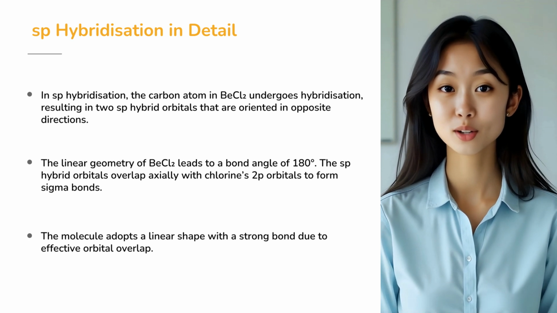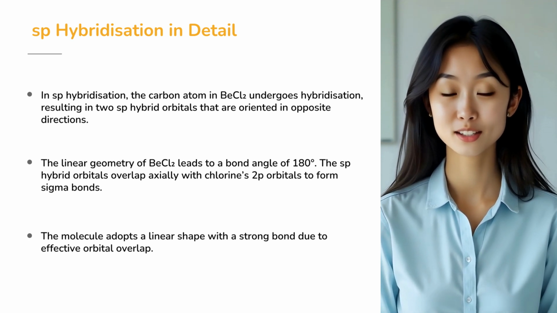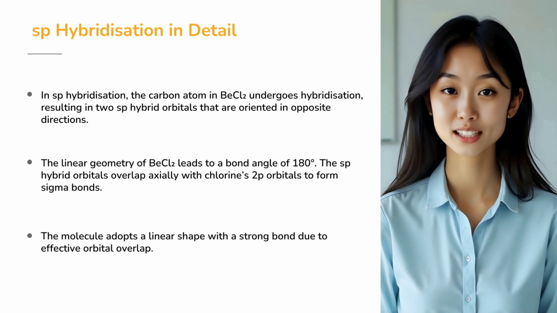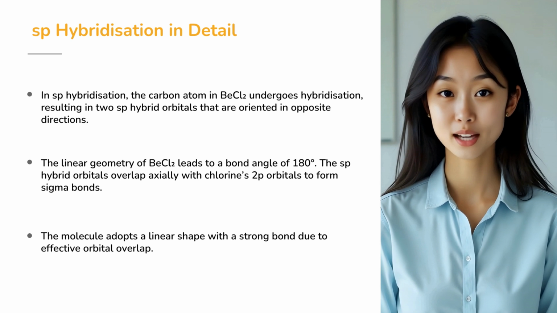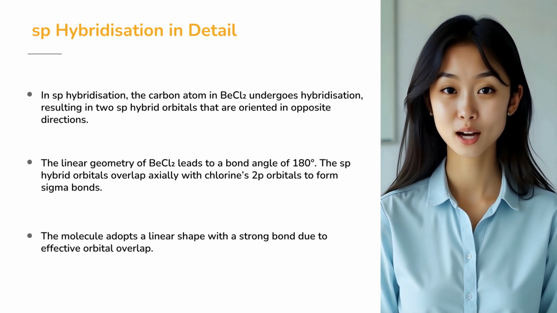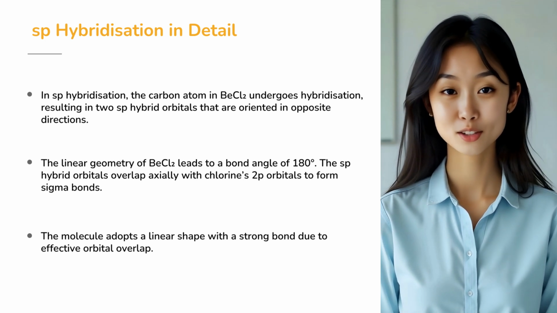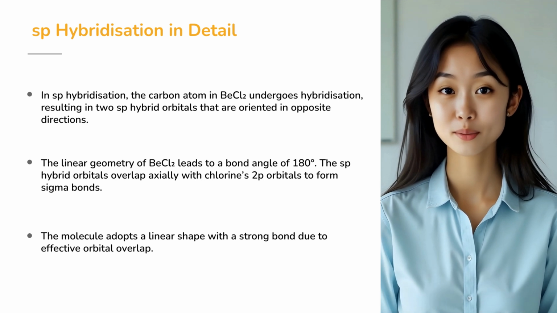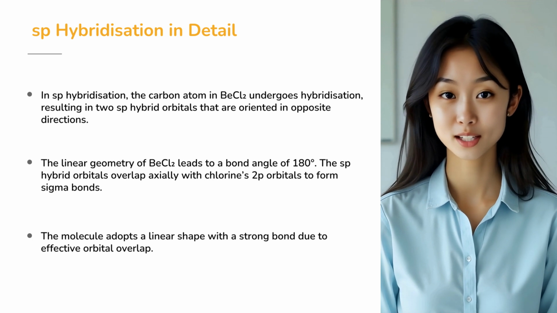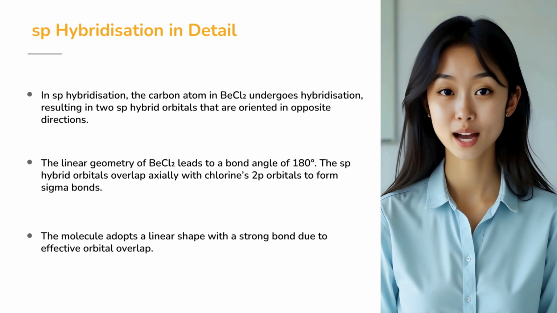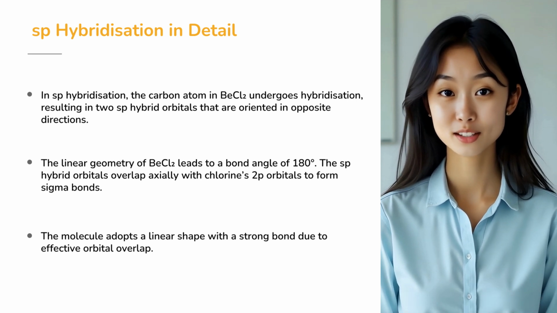Let's take a closer look at sp hybridization and its impact on molecular geometry. In sp hybridization, we see this in molecules like beryllium chloride. The central beryllium atom undergoes hybridization, mixing one s orbital with one p orbital to form two sp hybrid orbitals. These two orbitals align in opposite directions, creating a straight line. The result is a linear geometry with a bond angle of 180 degrees.